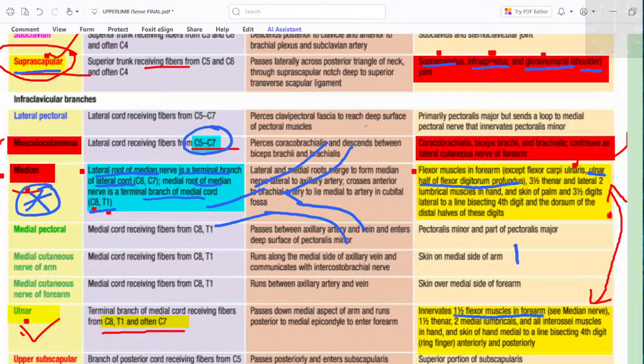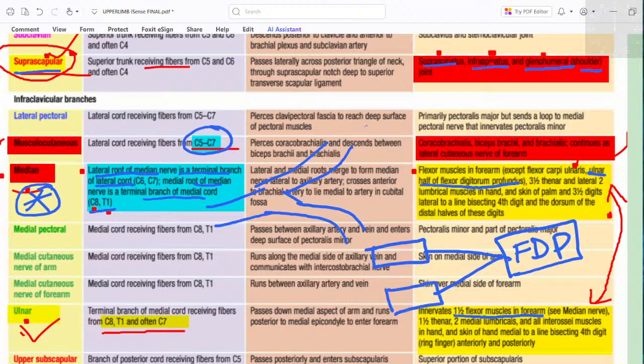This flexor digitorum profundus, FDP, is one of my favorite muscles. It has two halves, which is very nice. One half is supplied by the median nerve, one half by the ulnar nerve. The medial half of the flexor digitorum profundus is supplied by the median nerve, and the lateral half by the ulnar nerve.